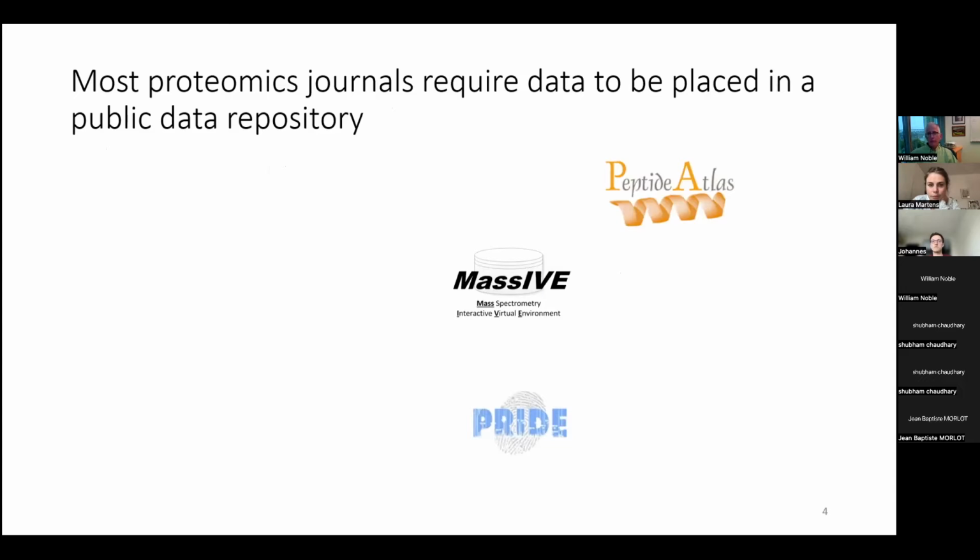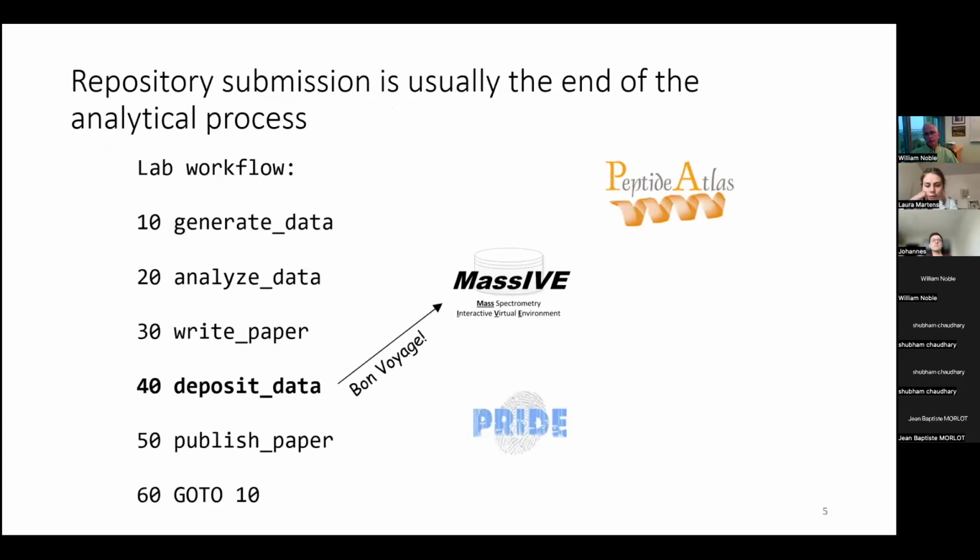And typically the way this works is you have this kind of workflow where you generate your data, you analyze it, you write your paper, and then you're like, oh, in order to submit this paper, I have to deposit my data. So I send it off and I put the URL in my paper and all's good. And then I start my next project.